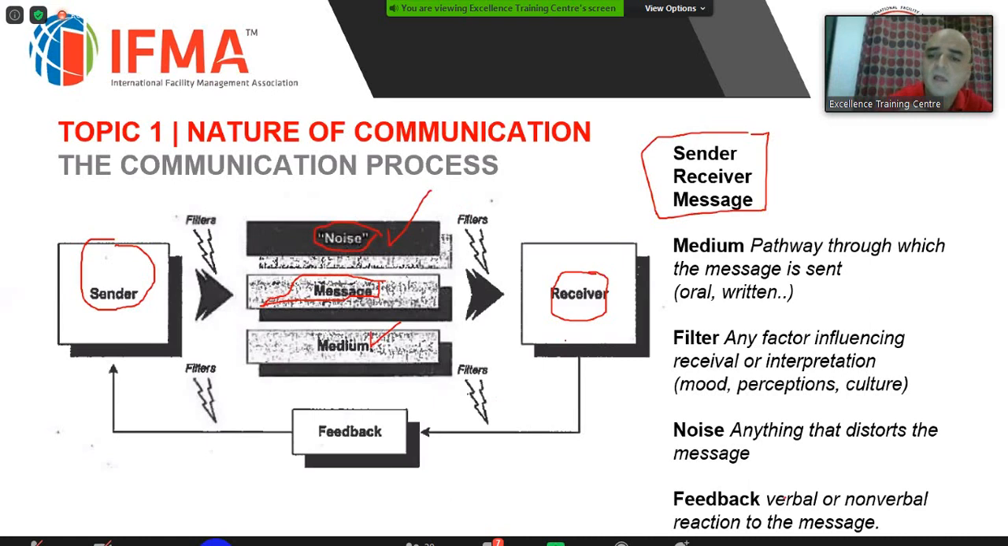Feedback is a verbal or non-verbal reaction to the message. In this case, for example, the feedback that I can receive from you would be mostly through audio or through video. But if we were doing it like we used to do in the class, you can give a non-verbal reaction to the message. Here, okay, you can, but it's quite difficult. But there, it's much easier.